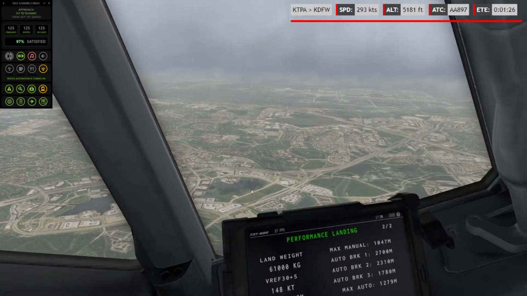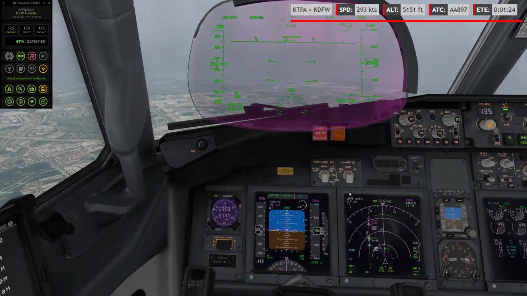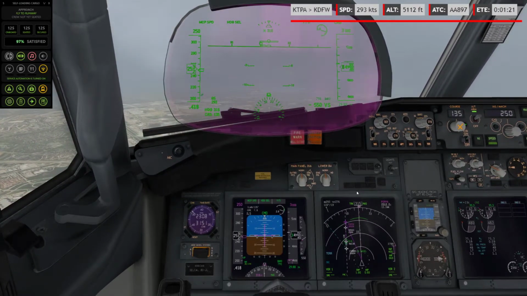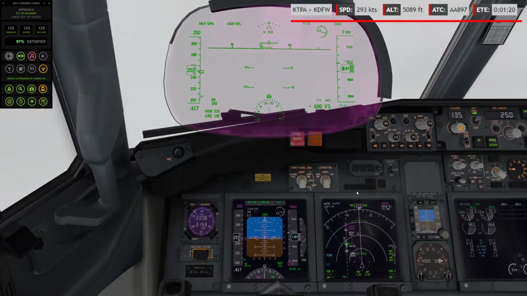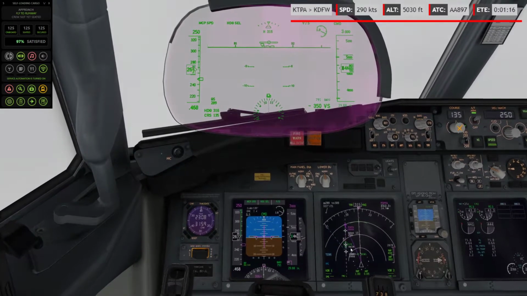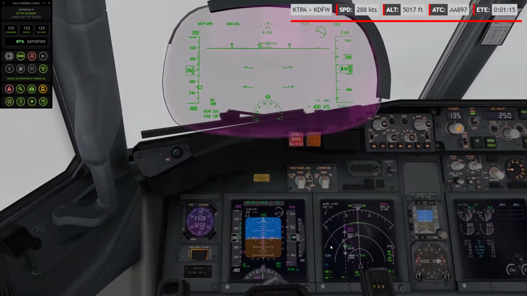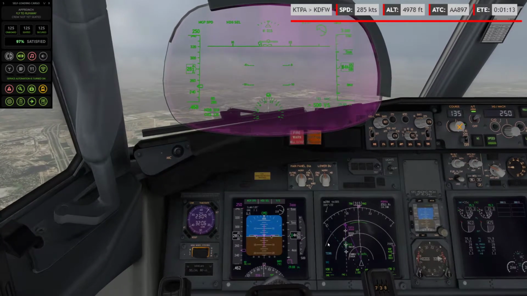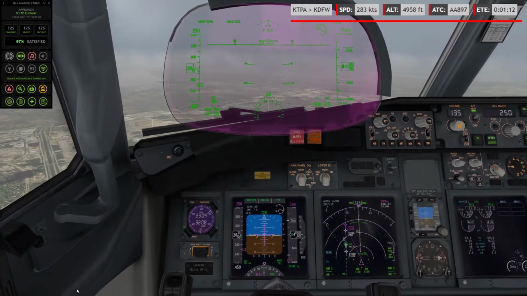Looking good outside. And we are out of the clouds, sort of. And it's a little bit gusty over here as well, so hopefully the approach won't be too bad. Oh, and we now have a headwind. I'm not sure why the weather is playing up today.